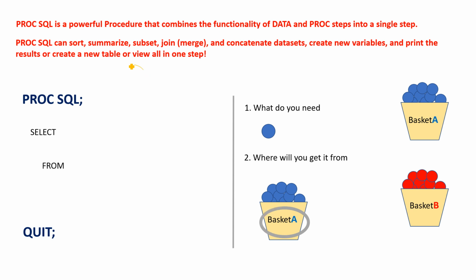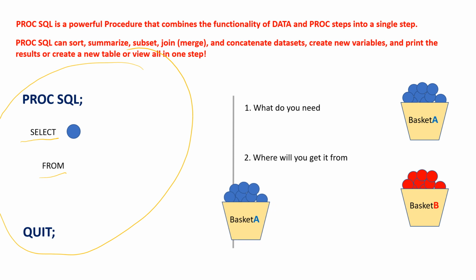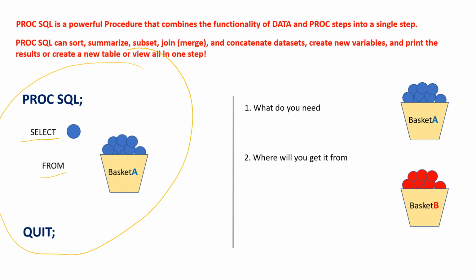Now again, when you come back to this area, how would your syntax become? Because this is this part of the syntax, along with this you need to provide the instruction. So what is the instruction you're going to provide? You're going to provide the statement: select blue ball from basket A. So now your complete syntax would look something like this. Select blue ball from basket A. This is what your complete syntax will become, and this is how you can use PROC SQL.